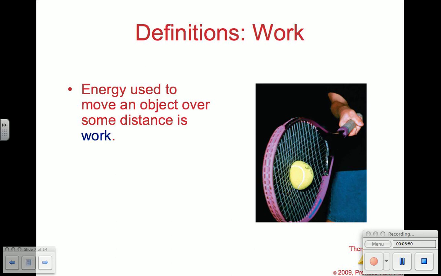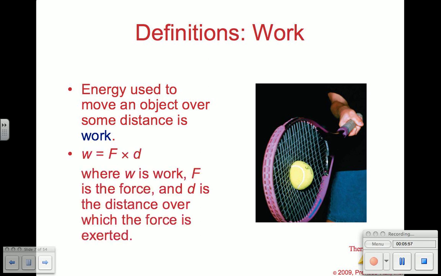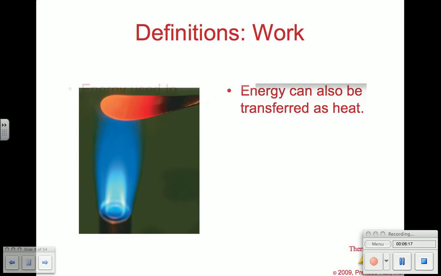getting moved. So work, on the other hand, is the energy used to move an object some distance. And you have a formula here for work. So work is equal to force times the distance that the force is exerted. And we'll kind of apply it. I don't want to get into too much of the physics of it, because we really are more interested in how it applies to the chemistry rather than the physics piece.